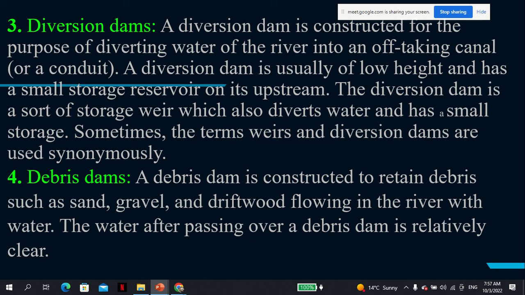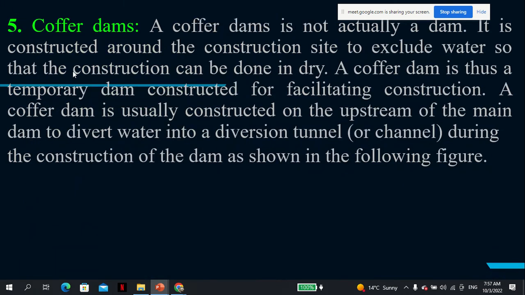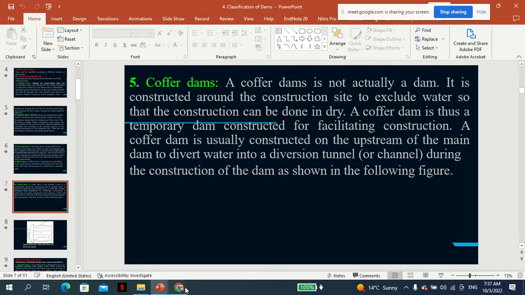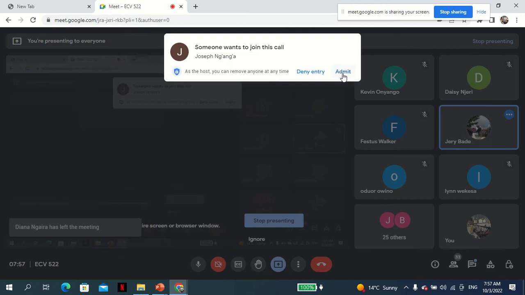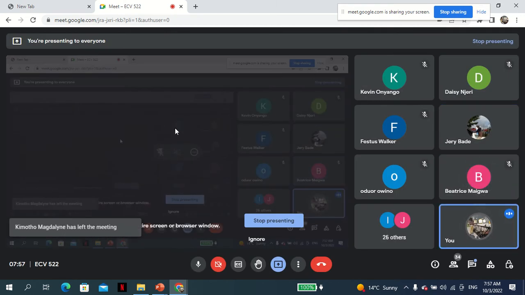For example, if you go to the hydroelectric power station near Kisumu, what is the name? Anyone? Is it Odino? Hello? Hello? Hello? The power station, is it Odino Falls or where? The one around Kisumu, Nyakach there. Odino, yes.